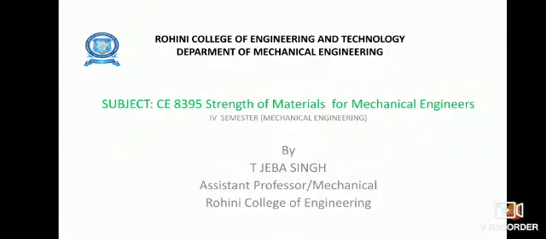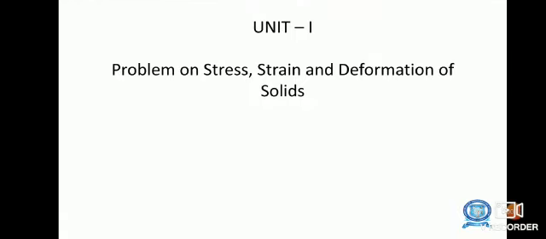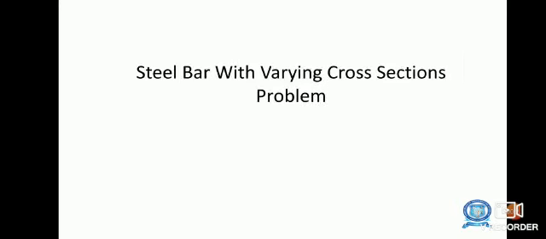Now we have studied the subject CE 8395 Strength of Materials for Mechanical Engineers. Unit 1: Problems on stress, strain, and deformation of solids. So we have solved problems on a steel bar with varying cross section. Today we have discussed the topic based on the steel bar with varying cross section problem.